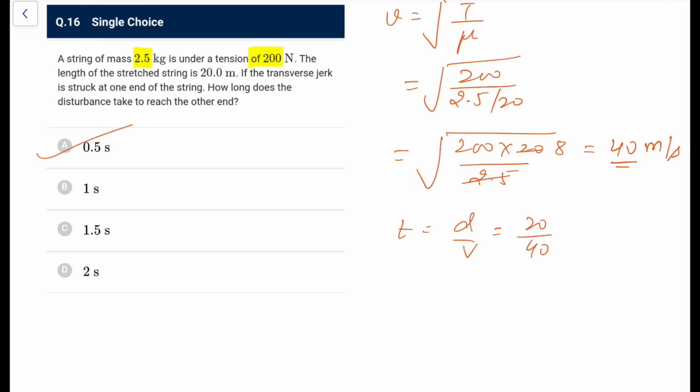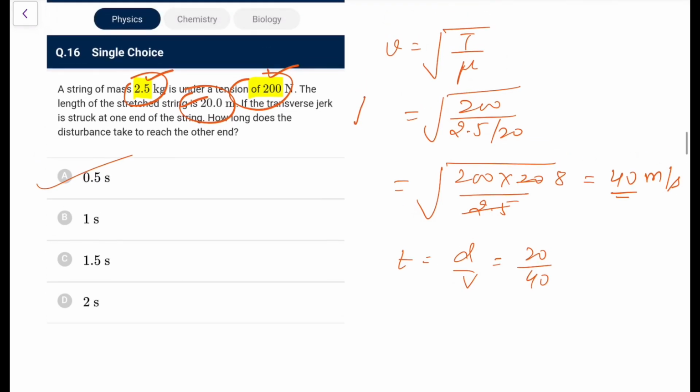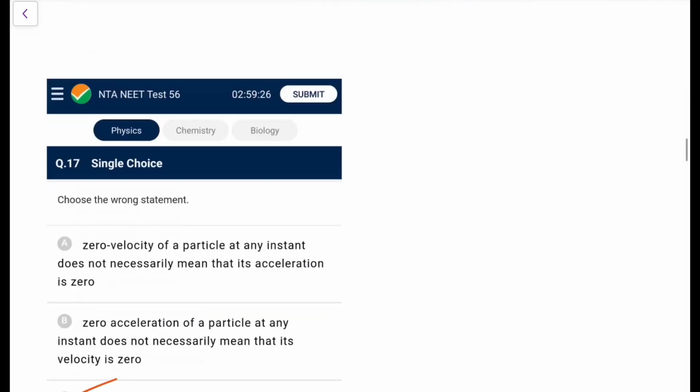Next one, there is a string, mass given, tension given, the length of the string is given, a jerk is struck at one end of the string. How long does the disturbance take to reach the other end? So it's simple, first of all, tension, length and mass is given, so you will calculate velocity, root T by mu. I calculated, it came out as 40, and the time taken to go from one end to another, distance is 20, speed is 40, so it would be 0.5 seconds.